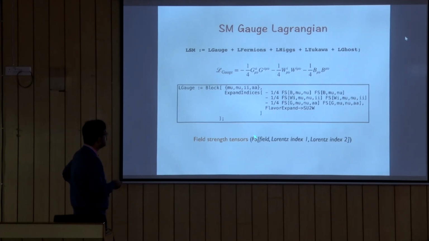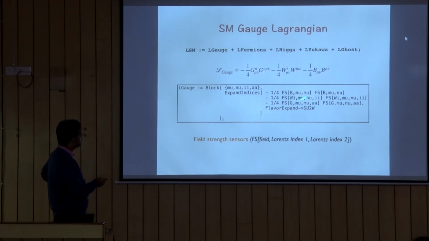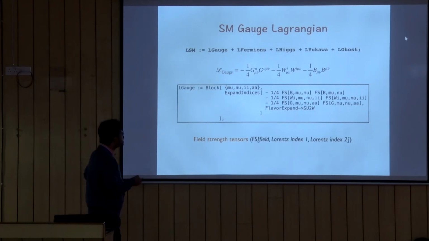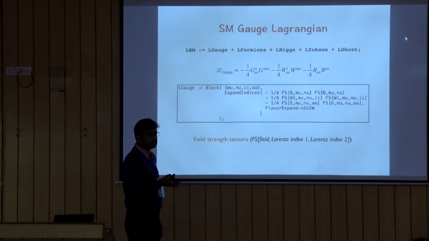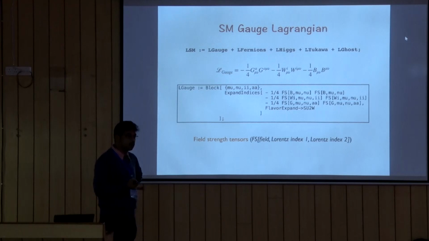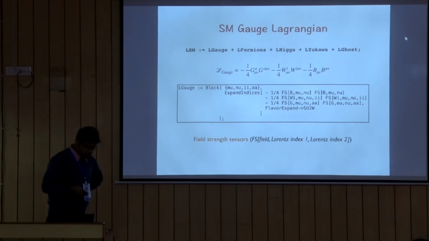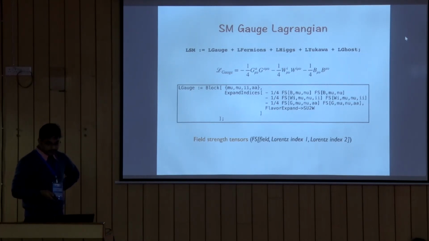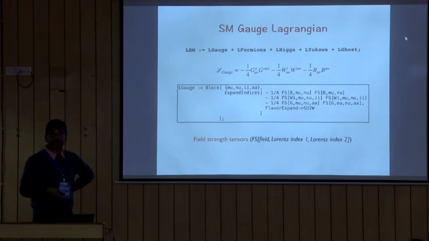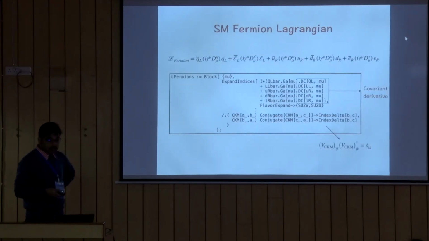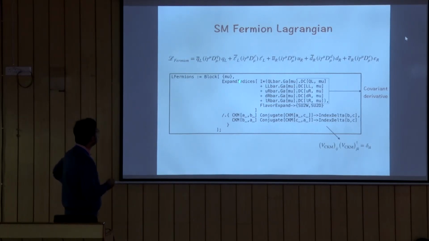So you have this, and then you have to flavor expand in terms of SU2W. You can do this expansion for the SU3C case also, but that will unnecessarily make things complicated and is not required for the purpose that we are going to look into. Any questions here? Okay. So now let us come to the fermion part of the Lagrangian.